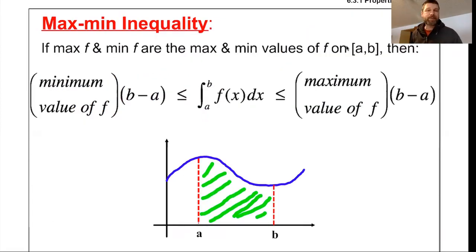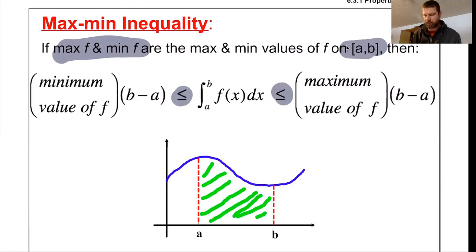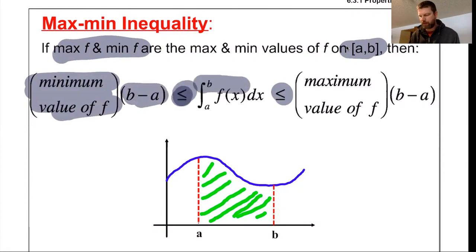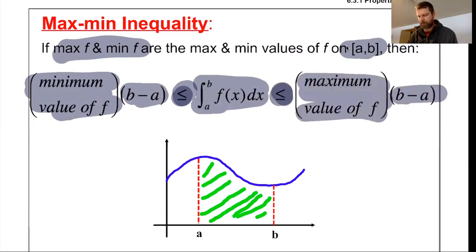All right, the last two properties are fairly minor properties and are not as important as the other ones. The first one is called the max-min inequality. It talks about some maximum and minimum values of f being between an interval a to b, and then it gives you some inequalities. It says the minimum value times b minus a is going to be less than or equal to the integral from a to b, which is going to be less than or equal to the maximum value times b minus a.